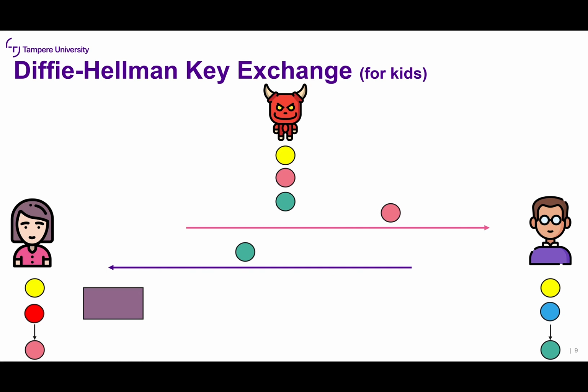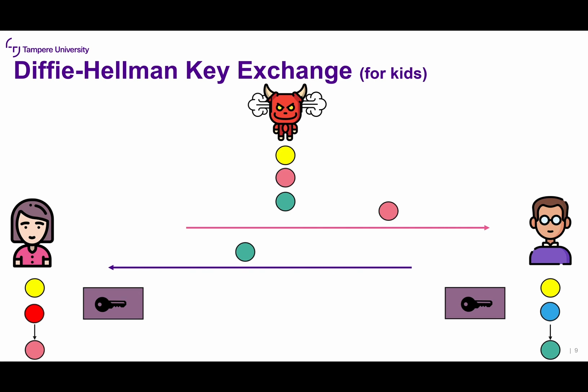Okay, Bob will do the same, so he will mix the pink color that he received from Alice with his private color blue, and he will end up having the same color that Alice generated. Okay, and this can be seen as the secret key that Alice and Bob will be using. The important thing now is that Eve will not be able to generate that color simply because she does not have access to the private colors generated by Alice and Bob. Okay, and therefore we achieve our goal, which is to frustrate Eve.